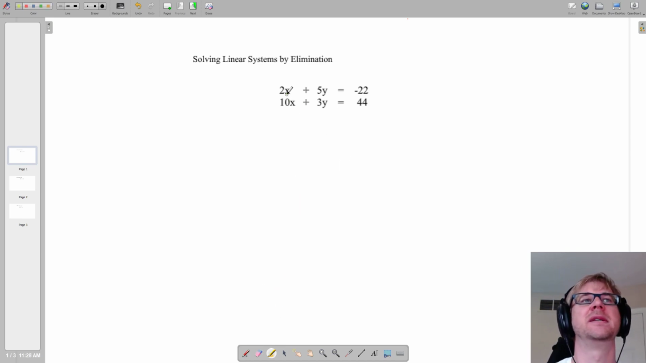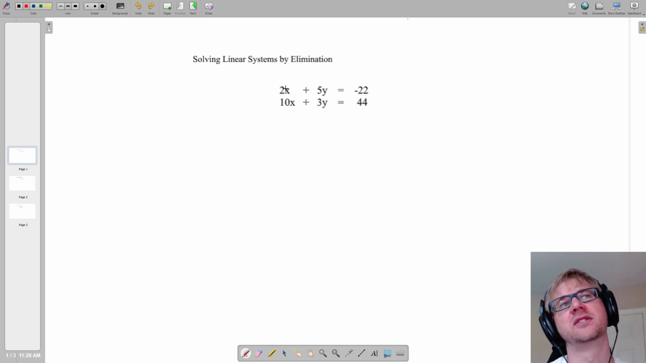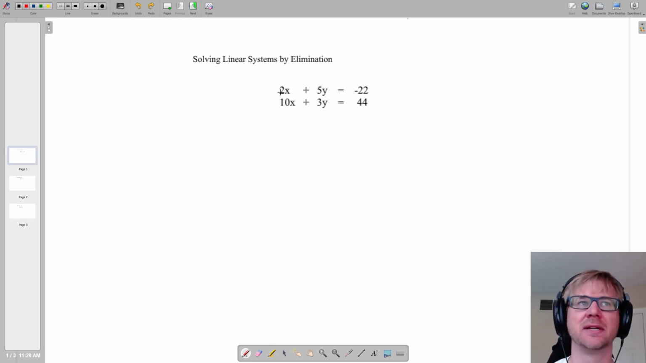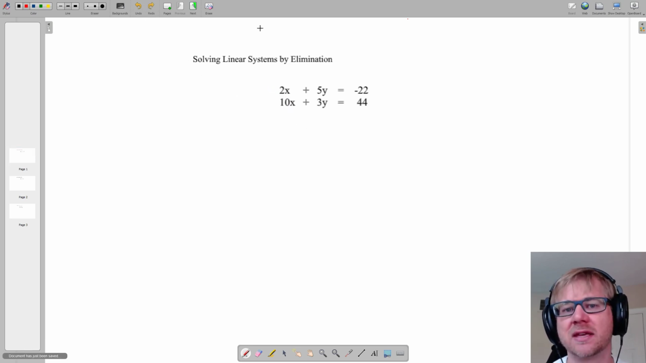The goal is to make these opposites. So what could I do to this 2 to make it a negative 10? And the answer is, you could multiply it. You're allowed to multiply both sides of an equation by whatever you want, as long as you do it to both sides of the equation. So I want this to be 10 and I want this to be negative 10 so that the x's cancel out. You could do it other ways, but this is the way I think makes the most sense.